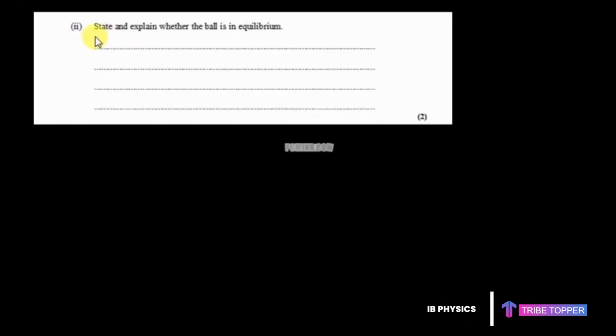The second part of the question, A2, says state and explain whether the ball is in equilibrium. You don't need to get confused here. The ball is not in equilibrium at all. So we would write our answer: no, the ball is not in equilibrium. And that is because the centripetal force is acting on this ball. The centripetal force acts on the ball and changes the direction all the time. So because the direction is changing, it is an accelerated motion, hence the ball cannot be in equilibrium.